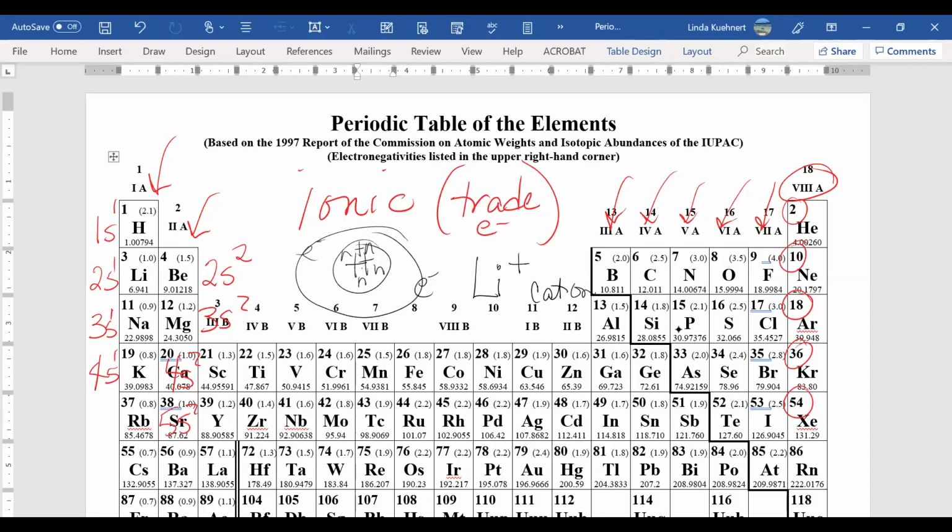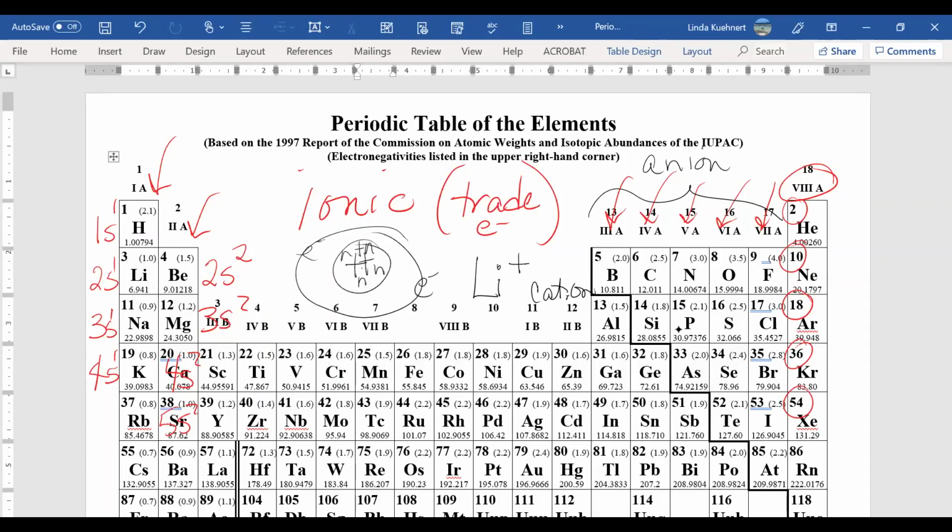So positive ions are cations, and we're going to see that metals like to become cations. Nonmetals, on the other hand, like to become anions. An anion has gained an electron. A cation has lost an electron.